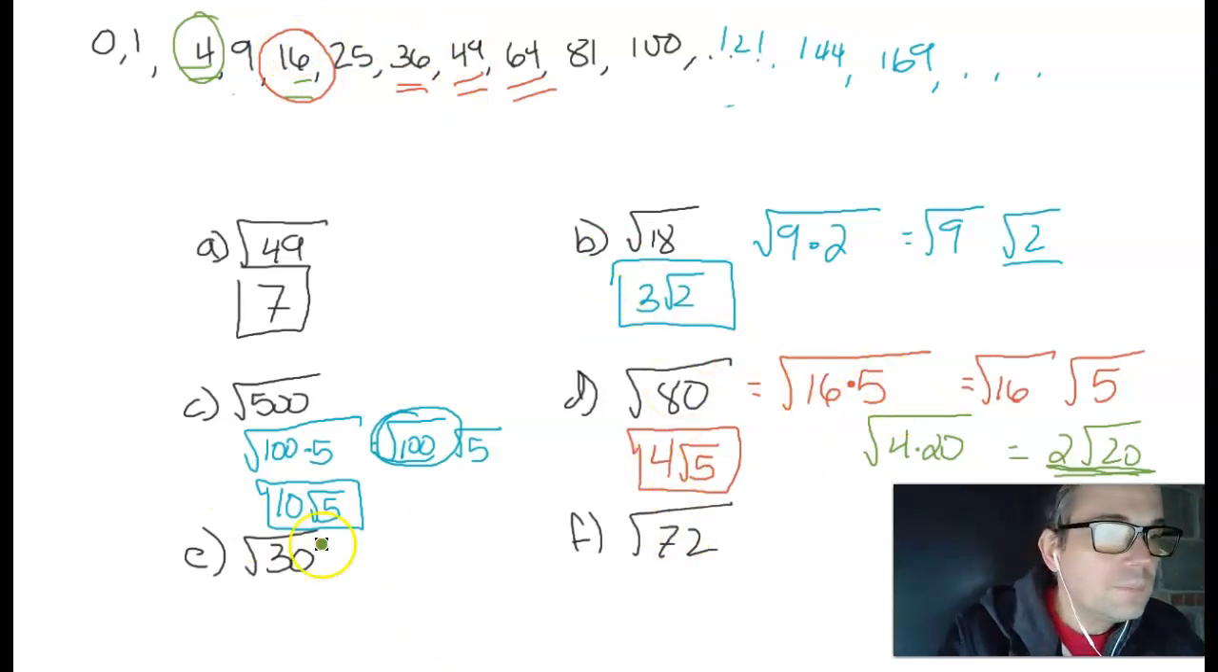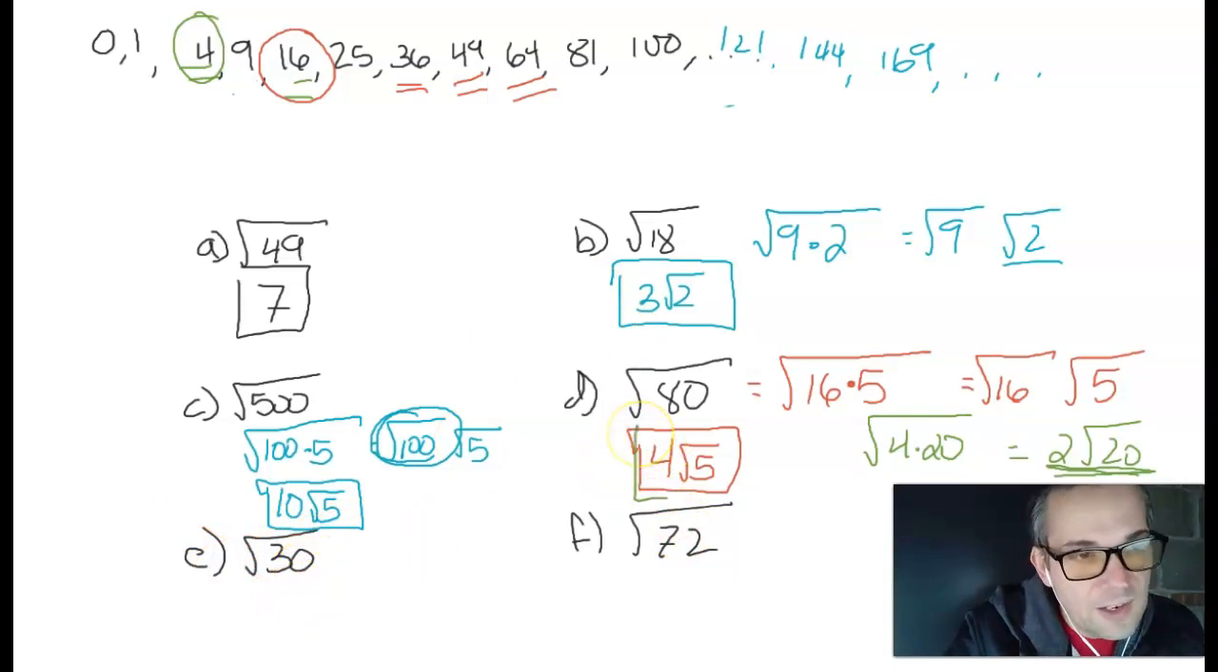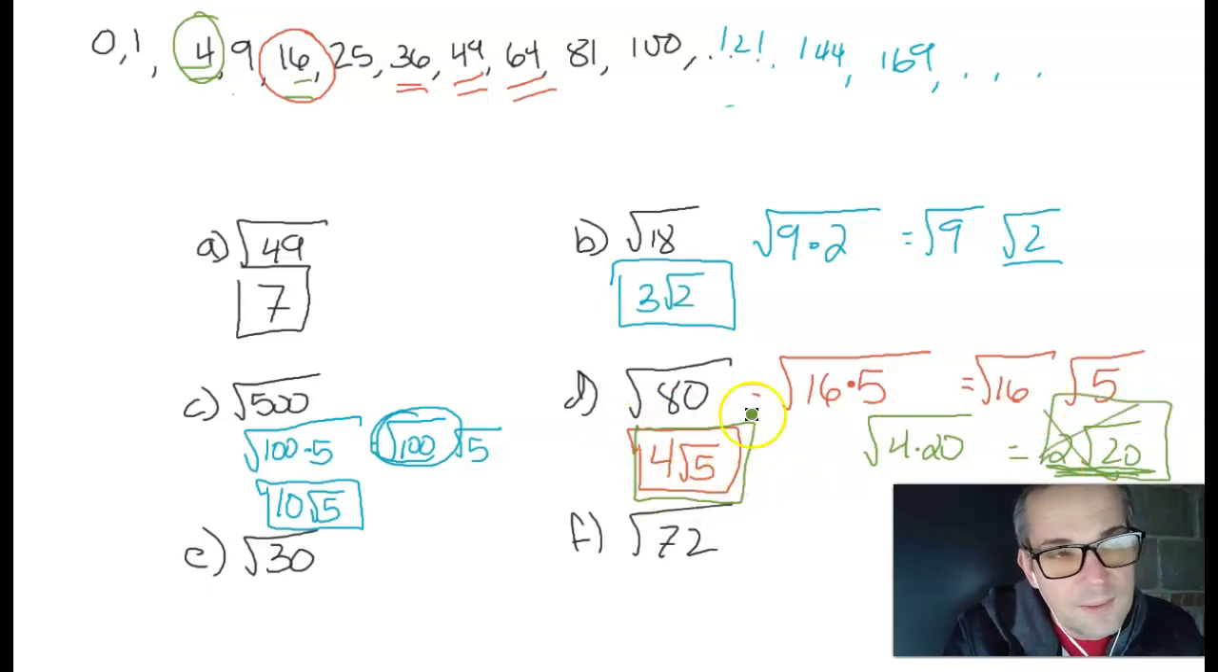Okay? So we move on to 30. So this is, just to clarify, this is the correct answer for sure. And this is not 100% wrong, but it's not full credit. This is what I want to see. The biggest perfect square that goes into 80 is 16.